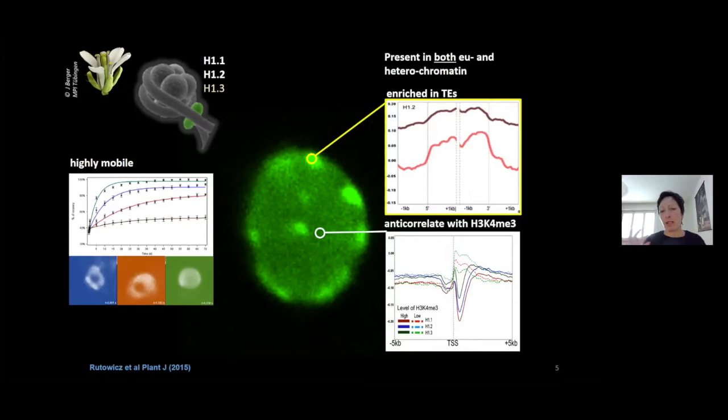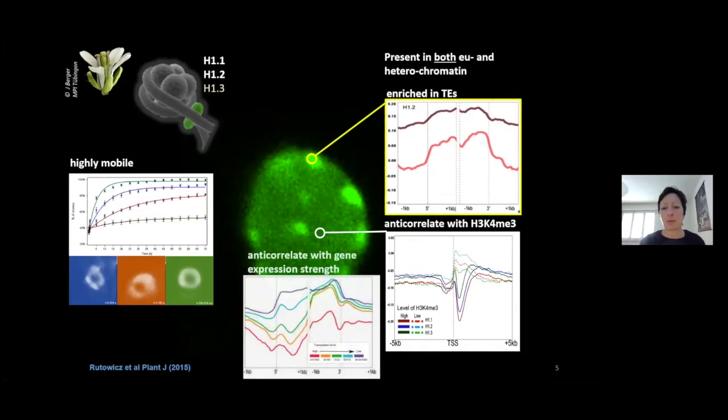So I would like here to take the opportunity to correct for an old-fashioned view, which is that H1 is only associated with heterochromatin. No, H1 is also located in Euchromatin. And in Euchromatin, however, when you do molecular profile, you can see that H1 anticorrelates with an epigenetic mark called H3K4 trimethylation, which is associated with permissive transcription. So in other words, the more the gene is expressed, the less H1 you have in its vicinity, but it's not that it's completely absent.